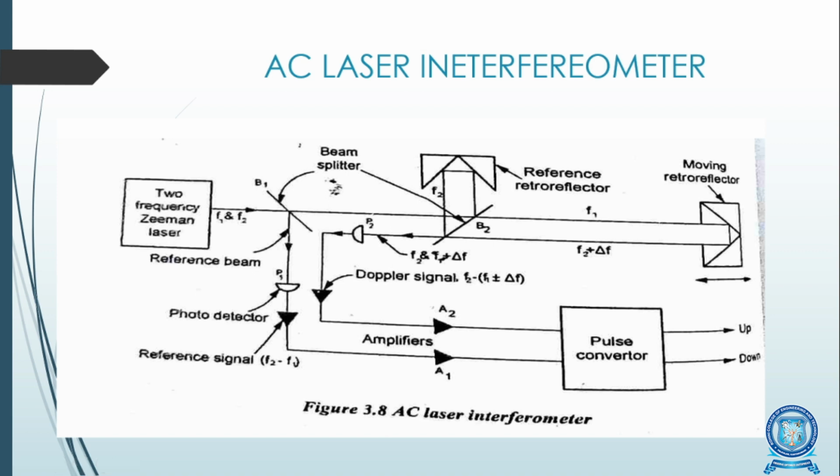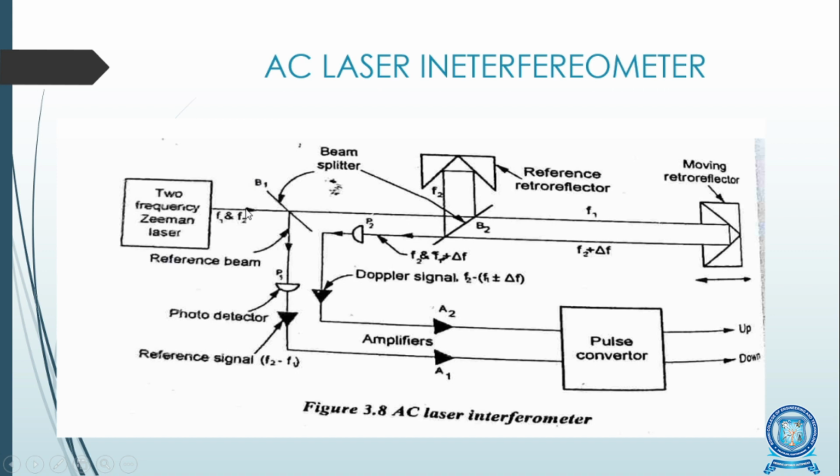What is the use of this photodetector? It is used to receive the signals from the beam splitter and convert them into an electrical signal. Then it moves as the Doppler signal, which we call F2 minus F1 plus or minus delta F, and directly moves to the amplifiers as a low input signal, and it converts into a high output signal to the pulse converter.